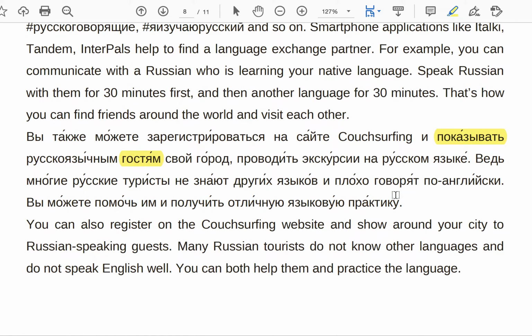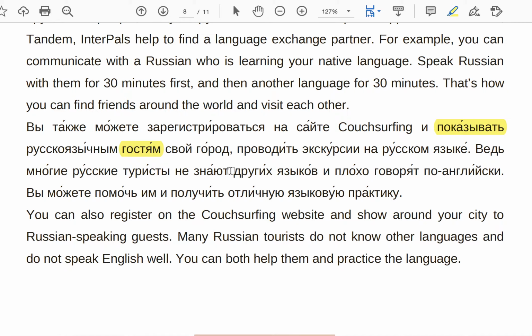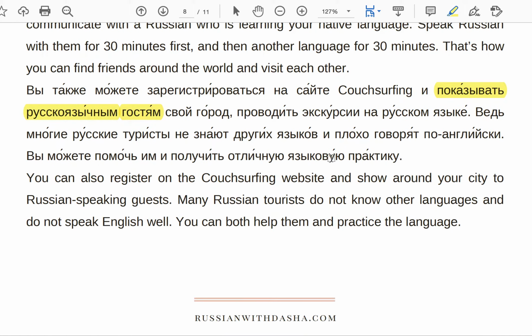interpretation here. Показывать русскоязычным гостям. Forgot to highlight that. So this is to show something to somebody. This is to show your Russian-speaking guests.